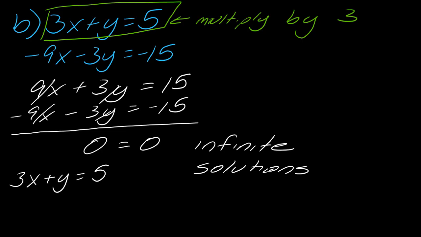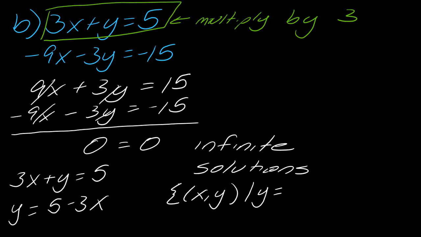So to solve for y, all I need to do is subtract off the 3x. And so that's what I can use for my infinite solution. So I'm going to have this set notation, (x, y) such that y equals 5 minus 3x. And so that'll be my final answer.